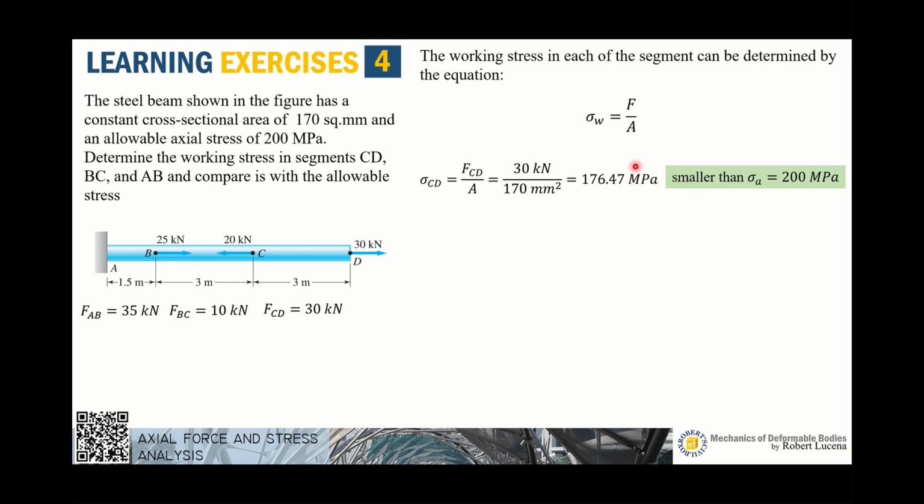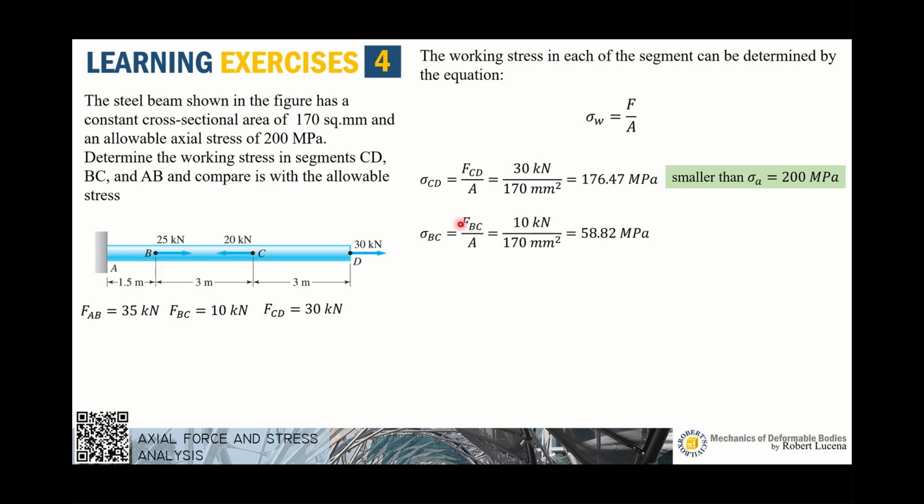Now we checked the internal stress, 176, that is lower than the allowable. So we can say that this portion of the beam is safe from this load. Segment CD is safe because it is smaller than the allowable stress. Now let's check segment BC.